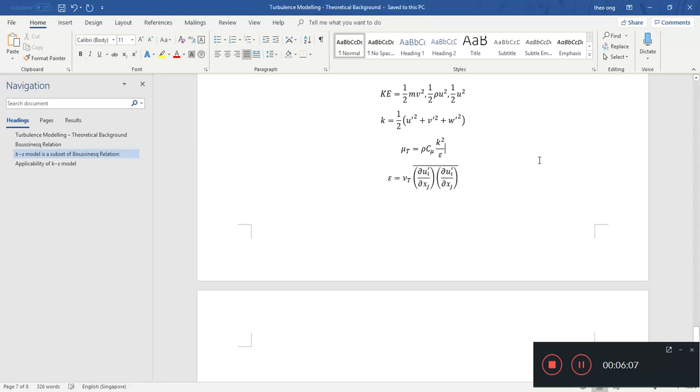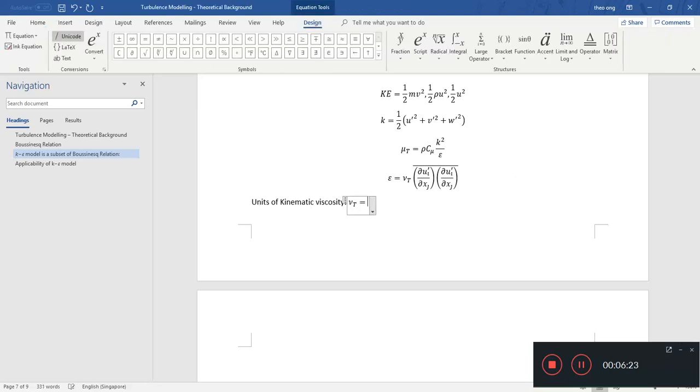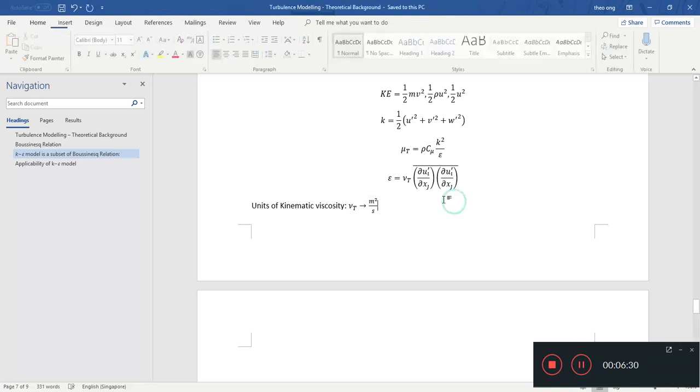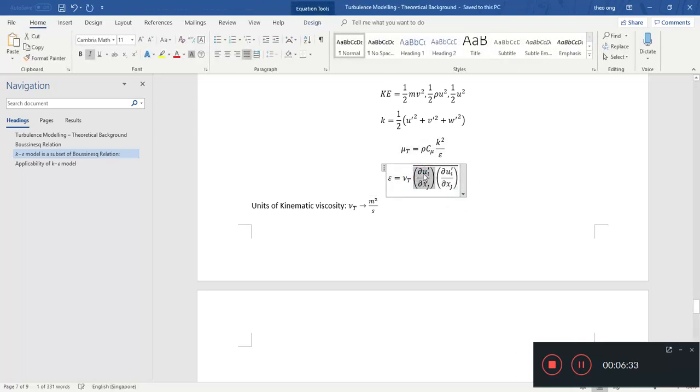Okay, so now let's check out what the units of this are. What are the units of kinematic viscosity? Kinematic viscosity, nu t, has units of meter squared per second. And what are the units of this? Well, the speed is in meters per second, and this is in meters. So the units of this are 1 per second.